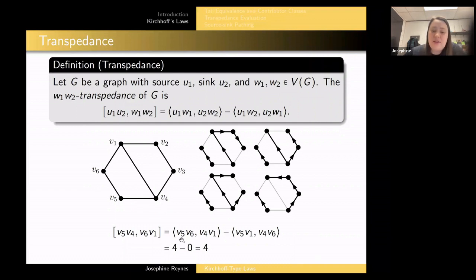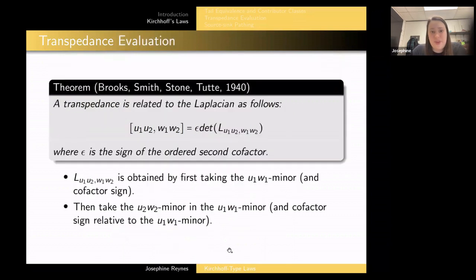So the transpedance value for V5, V4, that's remember source V5, sink V4, V6, V1, is going to be these 4 figures here, minus 0. And the reason this one is 0 is because if I wanted to have a 2-arborescence where I had a root at V5 and I wanted to contain V1, I'm either going to need to go through vertex 6 or vertex 4. There's no other way for me to get from 5 to 1. But if I do that, there's no way for me to have a disjoint second tree that contains vertex 4 and vertex 6. So there are no 2-arborescences of this second bracket form. That makes this calculation nice and easy and makes it 4.